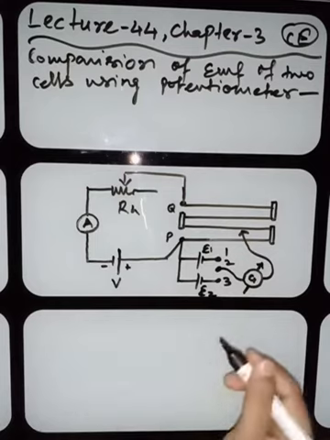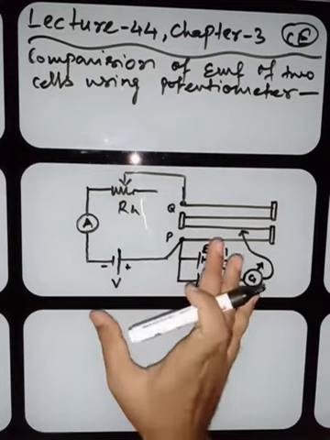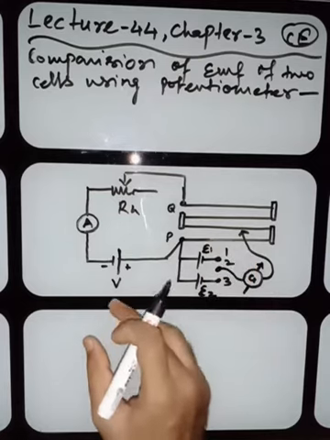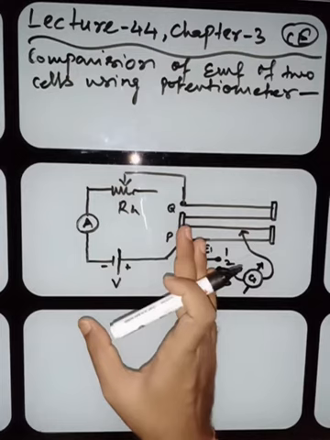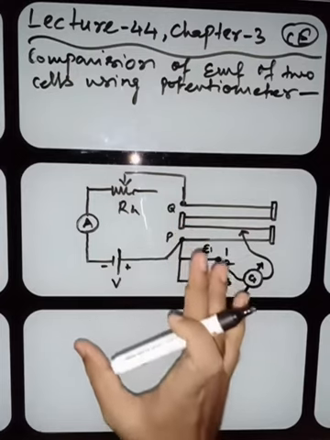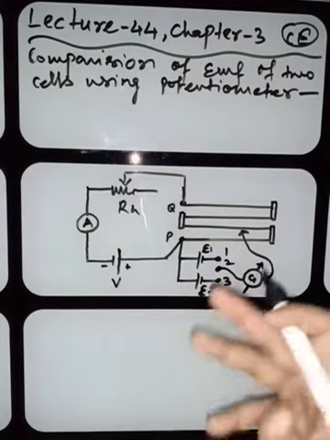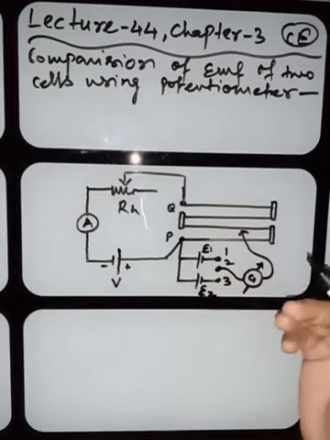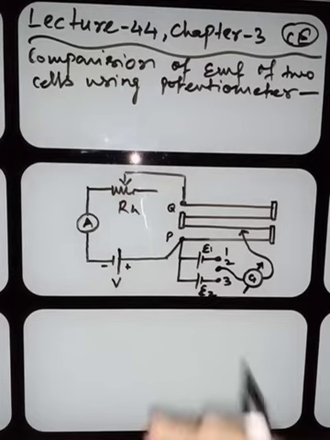Okay, my dear students, what you have to perform: the question will be asked in the board in such a way: using a potentiometer, derive an expression for the comparison of EMF of 2 cells. This will be your question in 3 marks, and if it is coming in 5 marks, then there will be a numerical question. So we are going to compare the EMF.